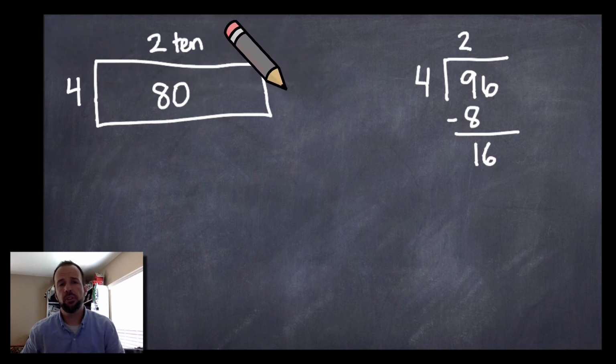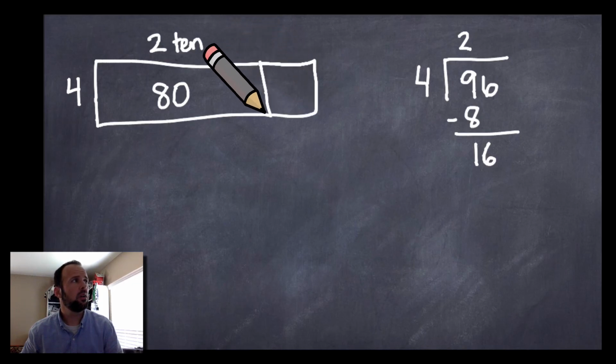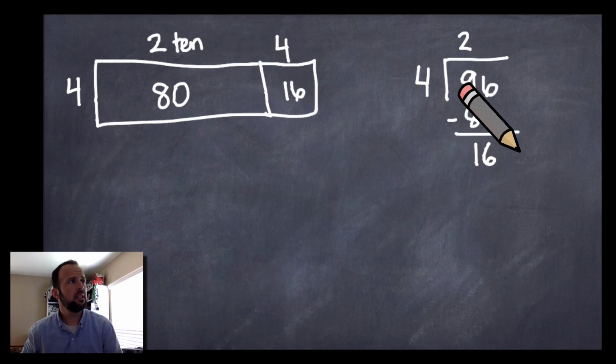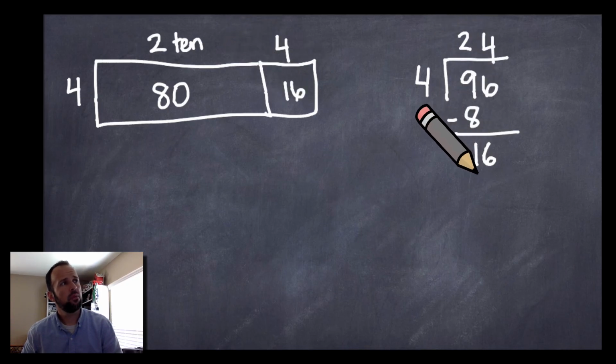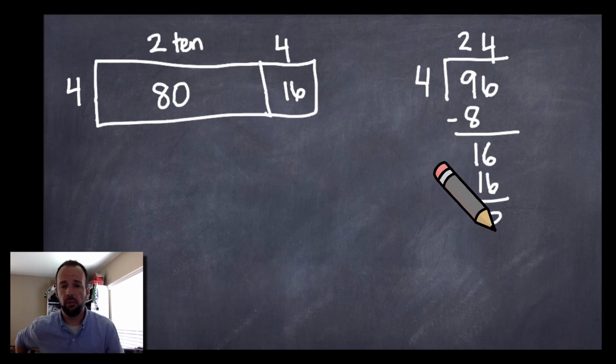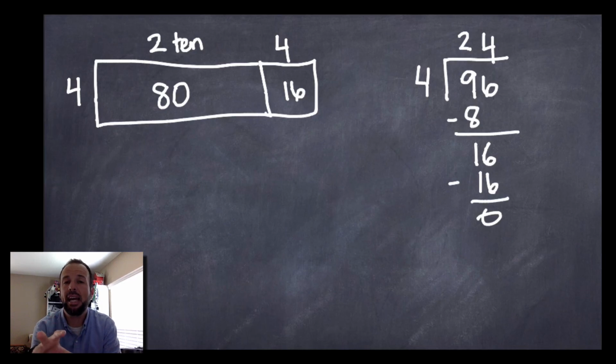So how many 4s can I go to get to that 16? 4 of them, right? 4 of them to get 16. And we've gotten all the way there. We don't have anything left over. So that's how we can start to make that connection to our standard algorithm, the standard way that we'll be solving division.